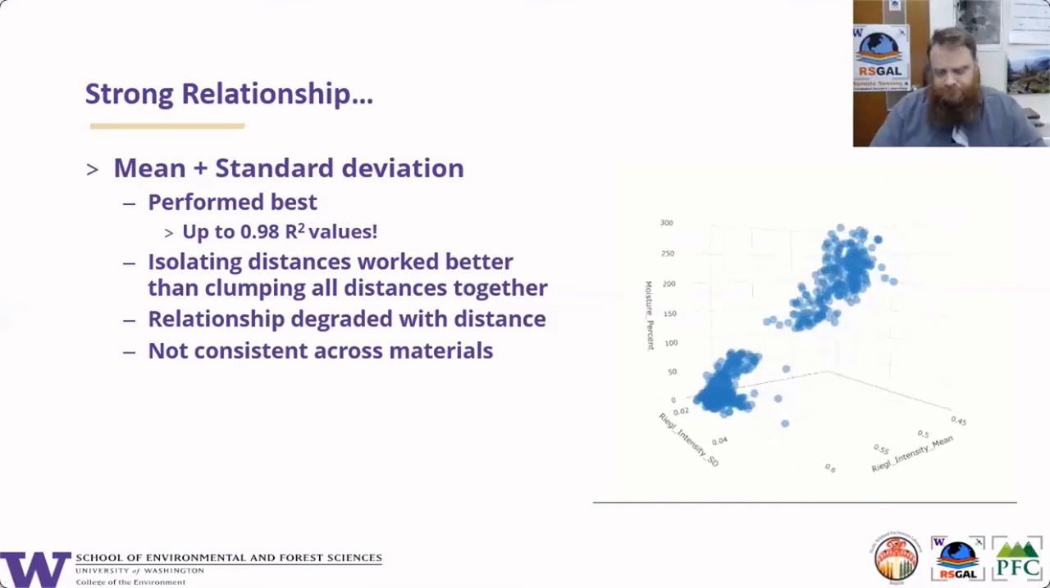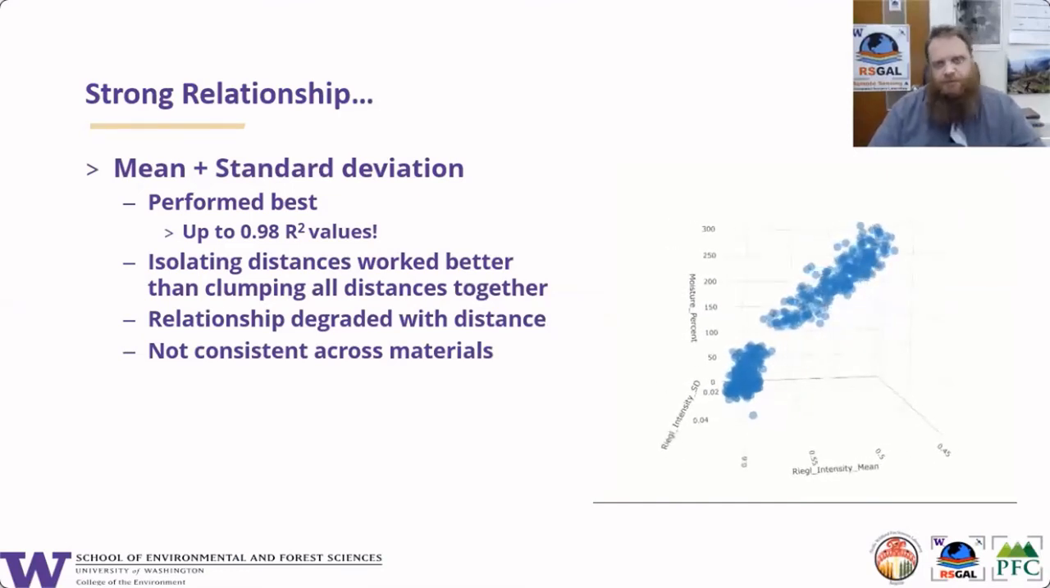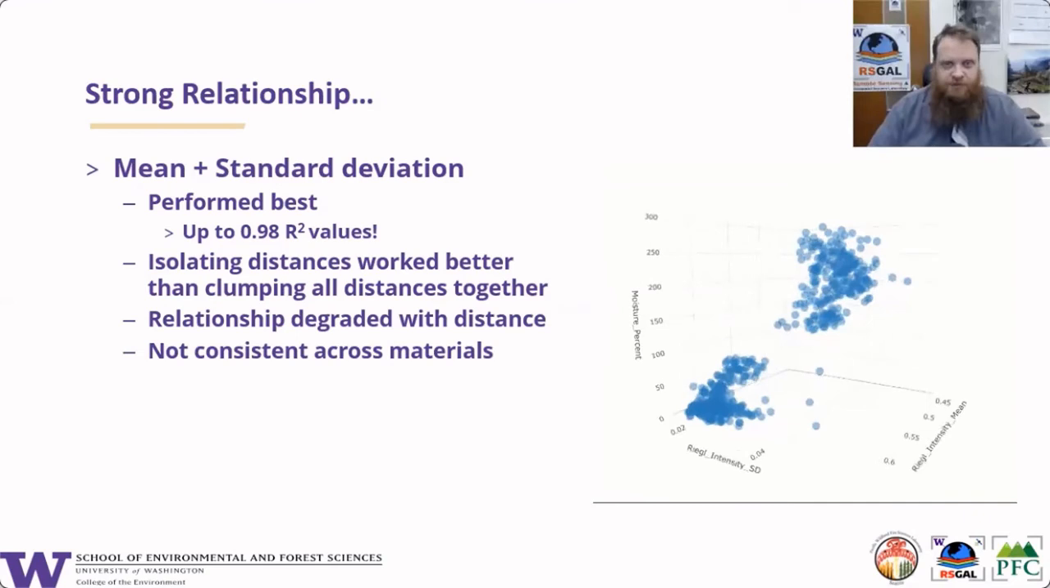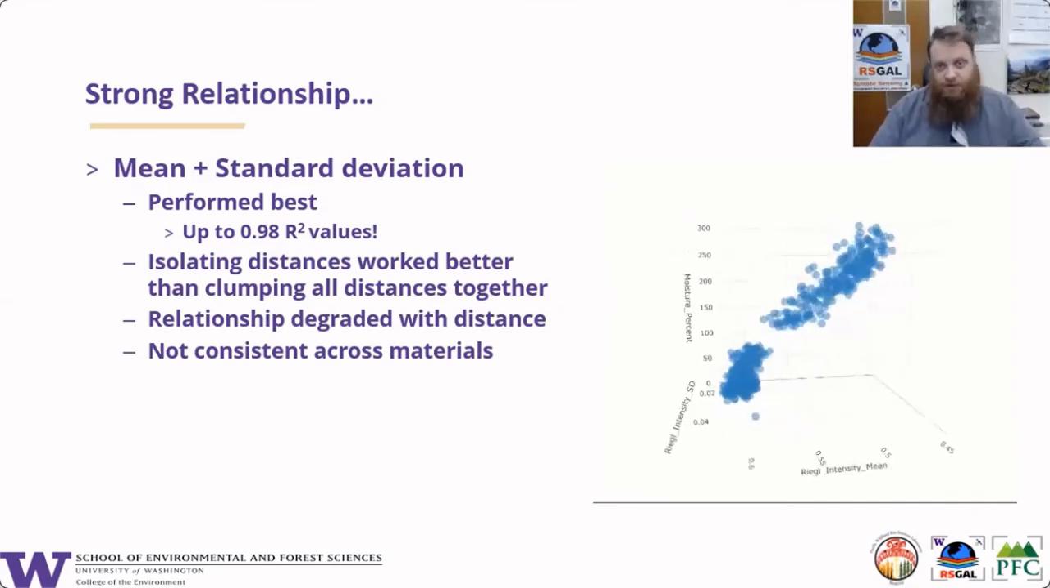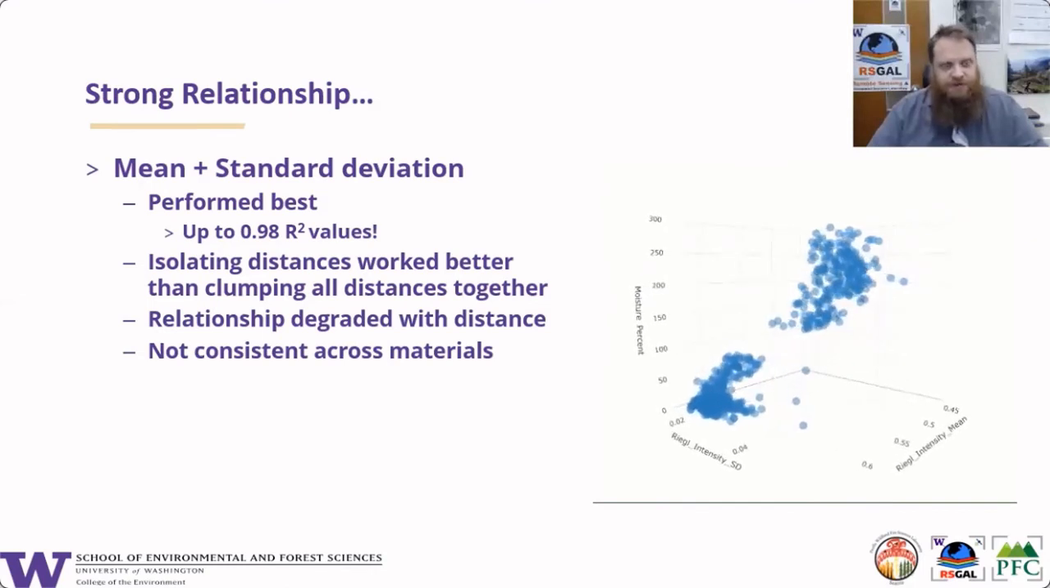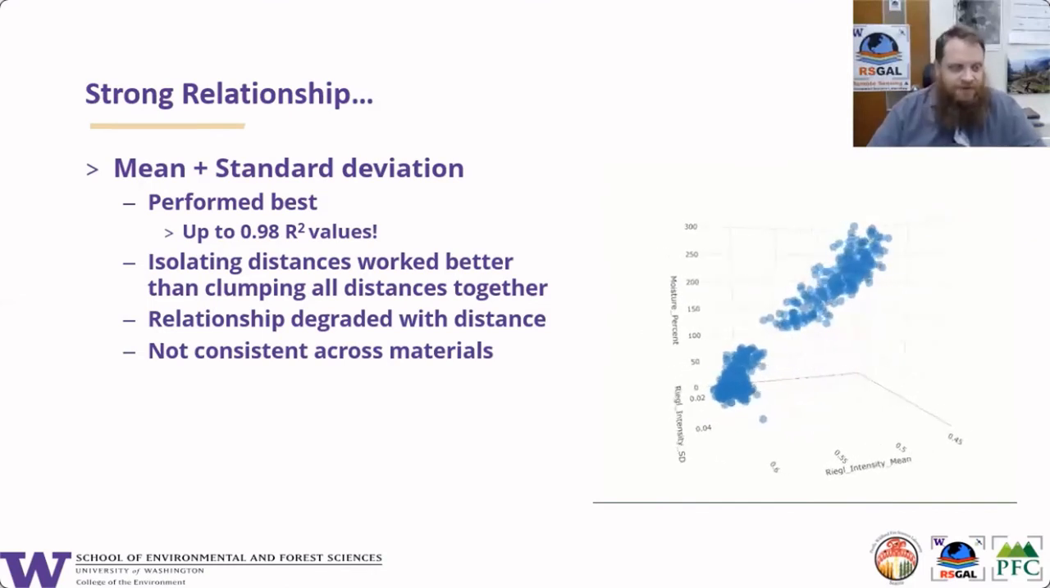Also, when isolating the distances, so only looking at 3 meters, only looking at 6 meters, that relationship increased, with the highest relationships being closest to the scanner. When we clumped all of them together, that relationship decreased again, and the materials mattered as well.